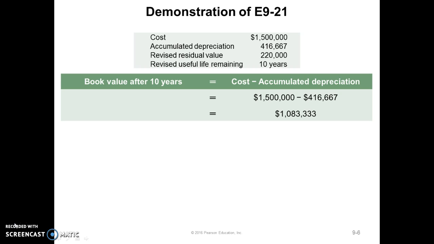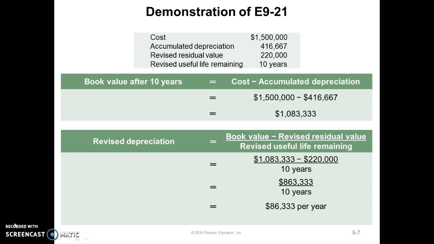Now we're having that revised information, right? So now we have to take what is the book value today. The book value today is the 1.5 million that we purchased it for. We've had accumulated depreciation. Remember, it was 41,667 per year. If you multiply that by 10, it's 416,667. That's 10 years of depreciation. So the book value of this building today after 10 years is 1,083,333.